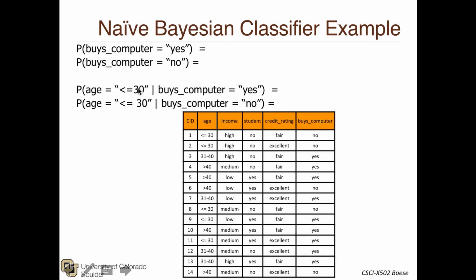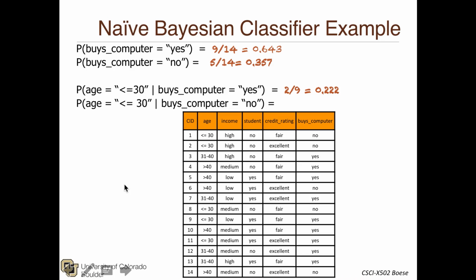So essentially we start with the prior probabilities, the probability that they bought a computer. In our data set of n equals 14, how many bought a computer? There are 9 out of 14 that bought the computer, and the remaining 5 did not buy the computer. So these are the prior probabilities on the class.